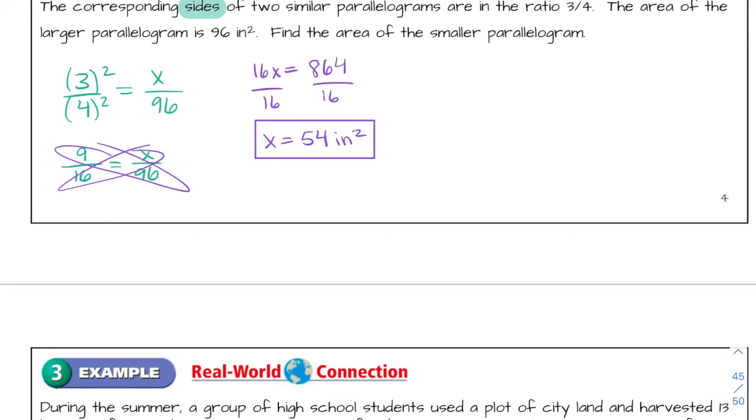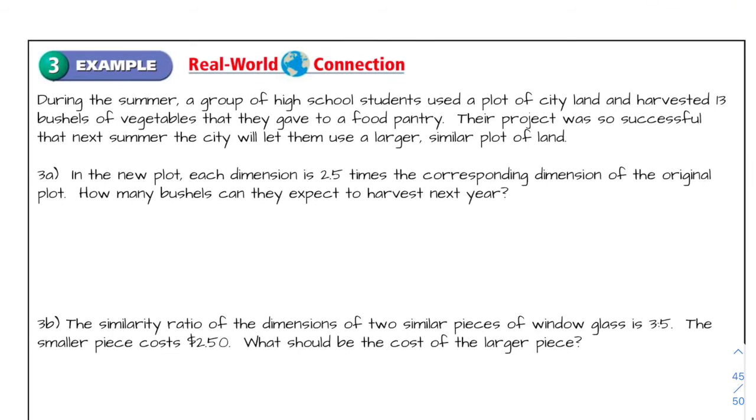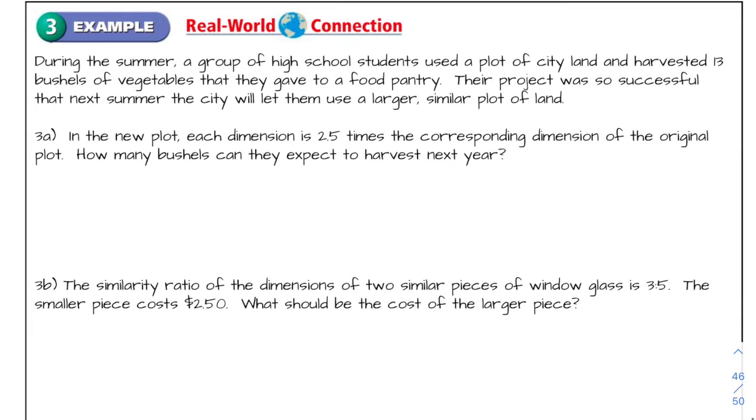And now the next one. During the summer, a group of high school students used a plot of city land to harvest 13 bushels of vegetables that they gave to a food pantry. Their project was so successful, the next summer the city will let them use a larger similar plot of land. Again, that word similar is there. That's the most important part of this whole lesson. As long as they're similar, it all works out. And in the new plot, each dimension is 2.5 times the corresponding dimension of the original plot. How many bushels can they expect to harvest next year?